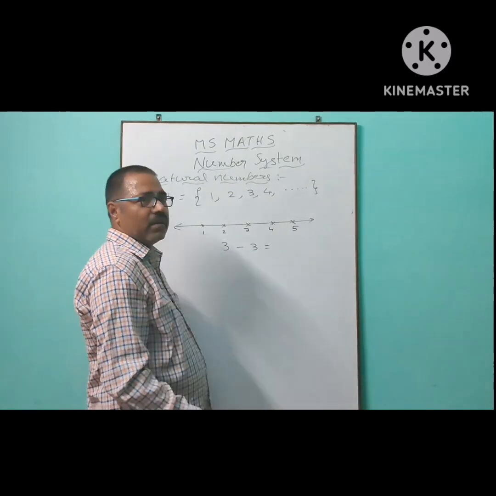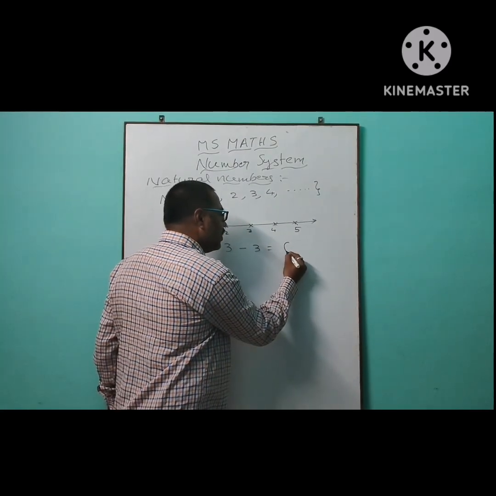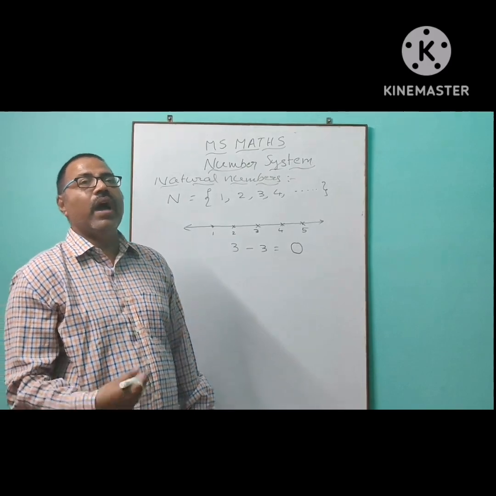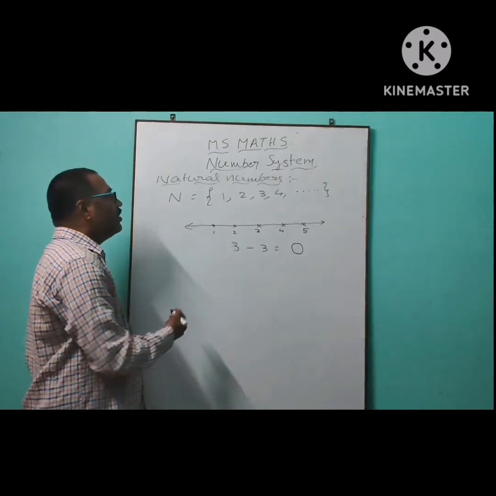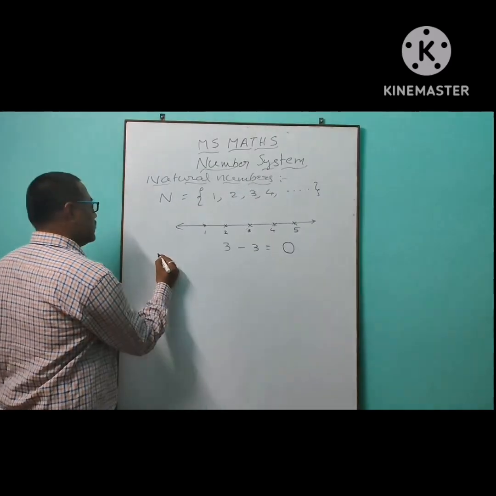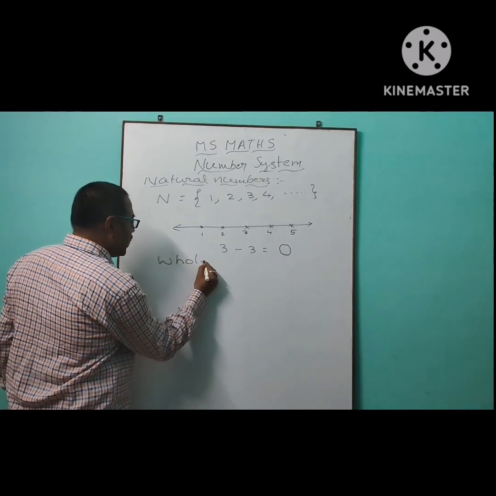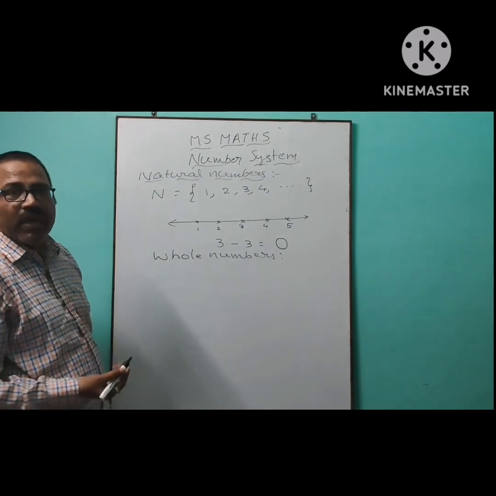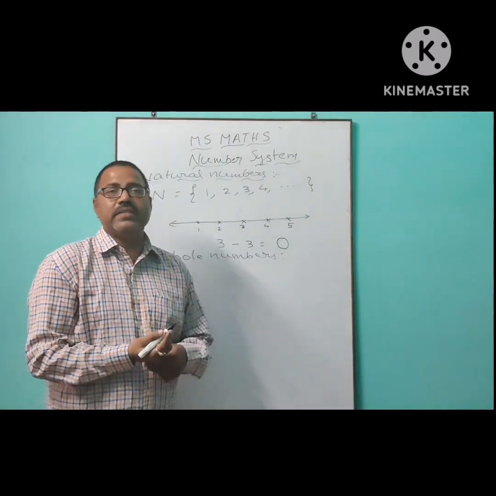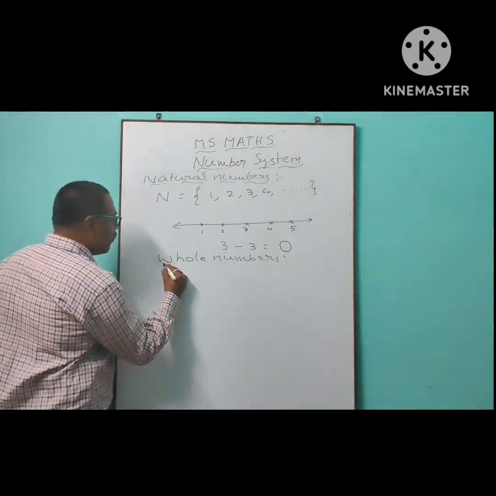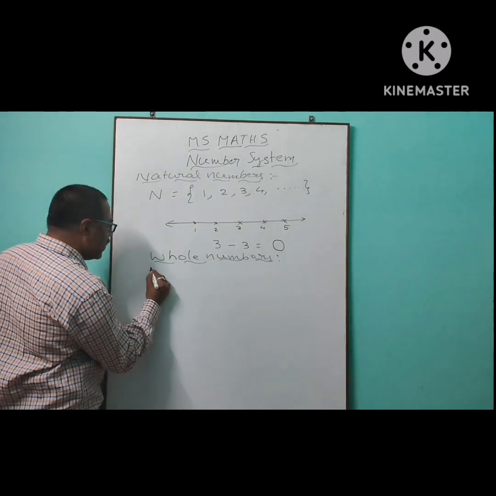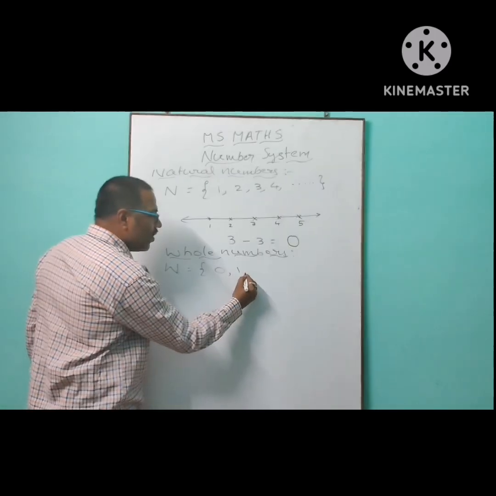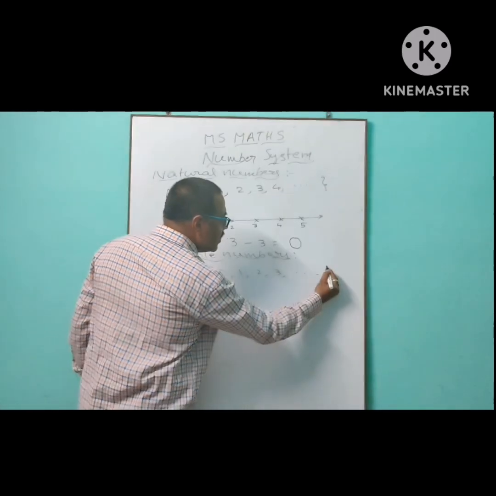So to show this nothing, we use a symbol. We call that symbol 0. So with the introduction of this 0, we have a new number system. We call that collection whole numbers. What are whole numbers? The collection of natural numbers together with 0 is called whole numbers. The set of whole numbers is denoted by capital W, children. So what are whole numbers? 0, 1, 2, 3 and so on.